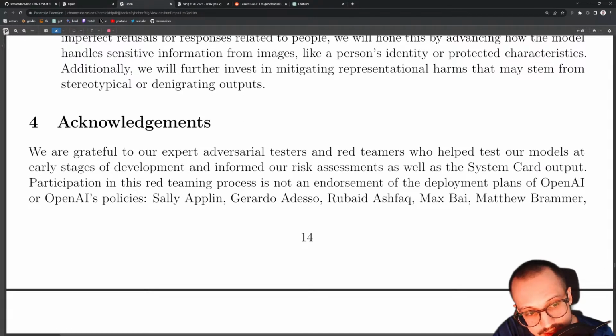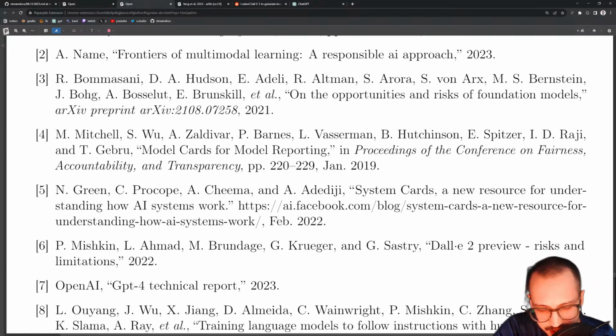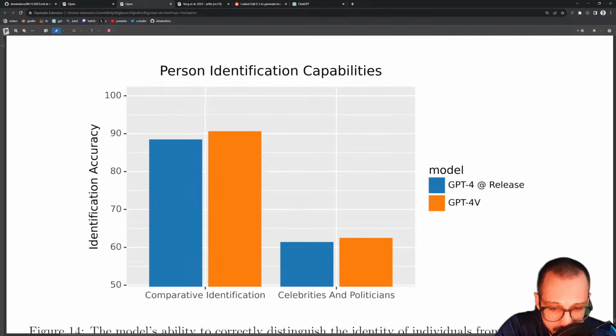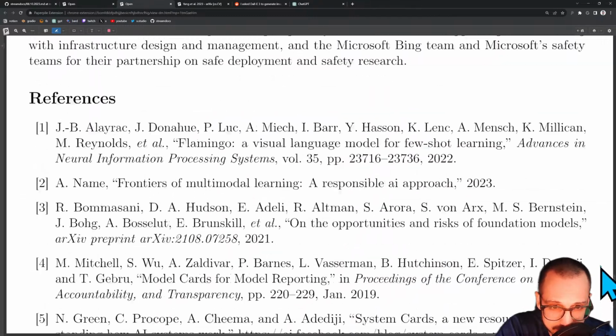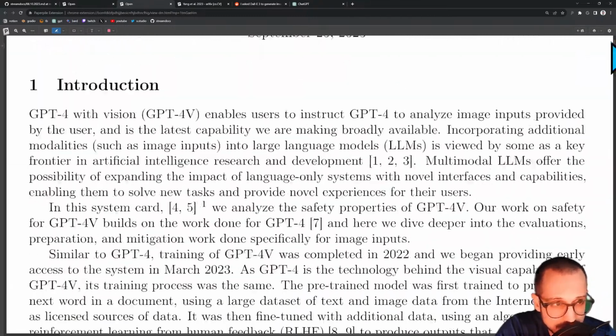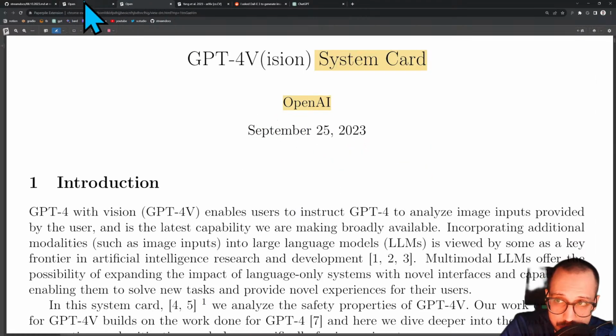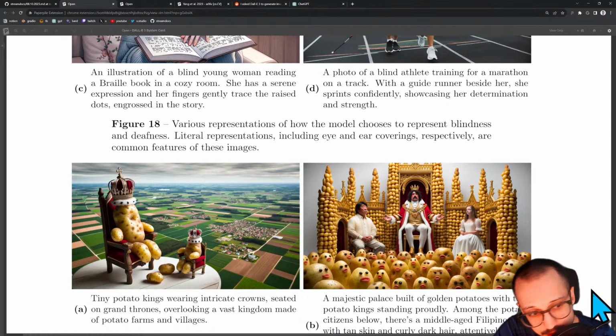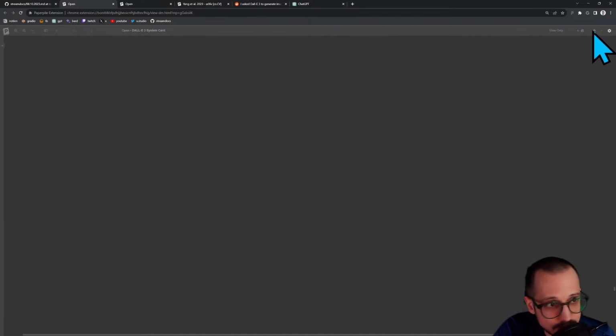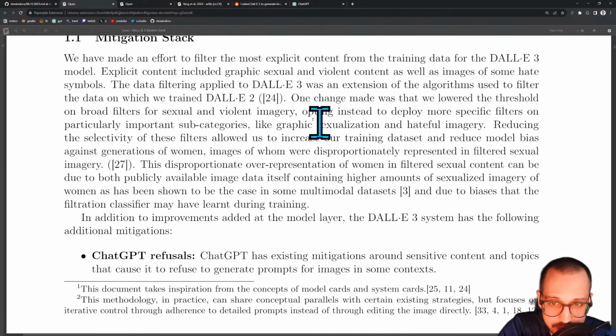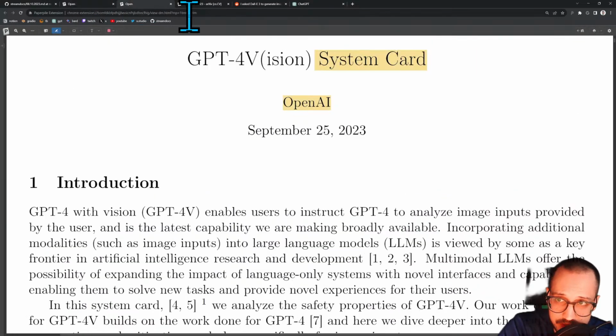Okay, so that's the two system cards. I didn't want to go deep into these system cards because I'm not super interested in these kinds of political problems. I don't really want to get involved in them. I'm much more interested in the actual technical stuff, and I'll leave this stuff for those people.